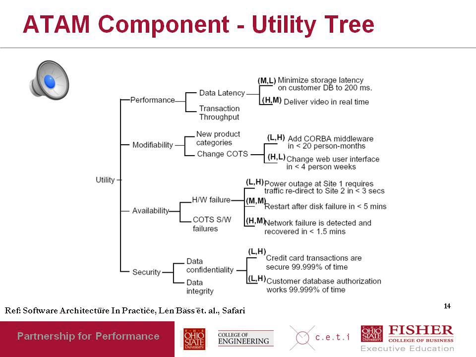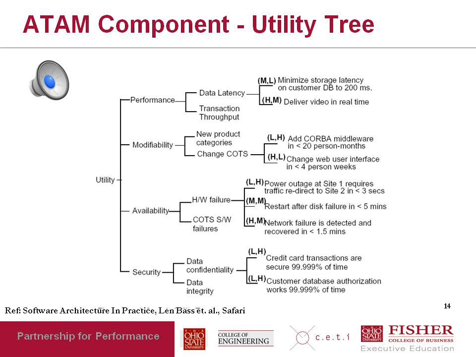A quick way of defining and documenting scenarios is by using what is known as a utility tree. So on the left, the utility tree is rooted at a node called utility. The first level of children are the standard categories of non-functional requirements or quality attributes. Performance, modifiability, availability, usability, security, testability, and so on. At the next level are basically categorizations, further refinements of these categories.